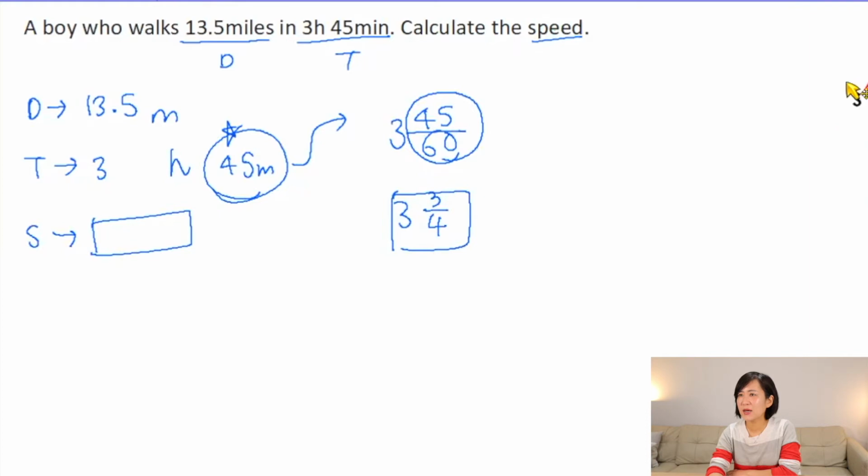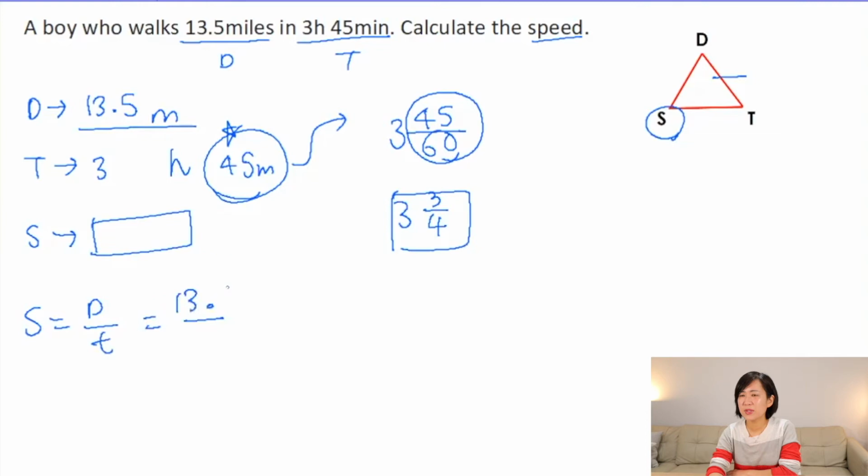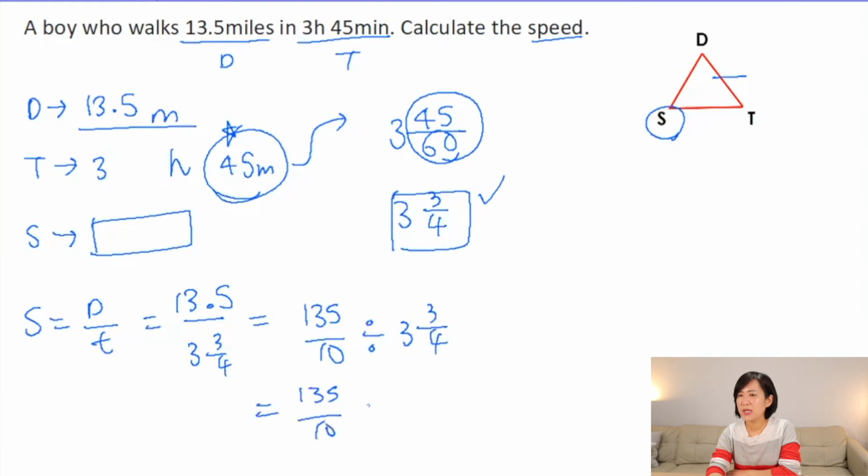Then let's see our triangle. Since the speed is distance divided by time, our distance is 13.5 and our time is 3 and 3/4. Then let's calculate it together. I'm going to make it into a fraction. So 135 tenths divided by 3 and 3/4. Let's calculate it. We need to make it into times. Then change the mixed number into an improper fraction. There is 15/4. Then you turn it upside down, so 4/15.